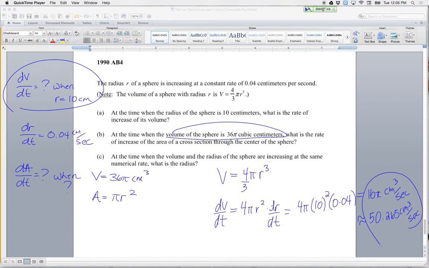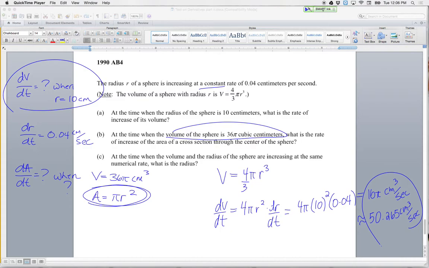I've got area and radius related, which is actually a good thing because we know the rate of change for the radius. It's always what? The key there is constant. It's always 0.04. It doesn't matter. So it would be nice if I knew what the radius was at this specific time when the volume is 36 pi cubic centimeters. I'm relating area to the radius, but what I want to know is when the volume is 36 pi cubic centimeters.